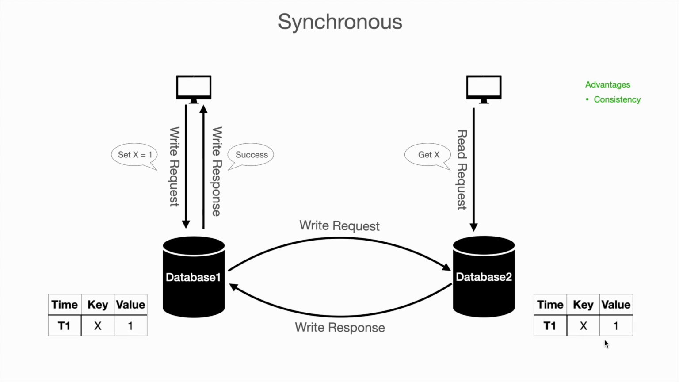Database 2 already has the updated value of x, then database 2 will respond back with the updated value of x. The problem with the synchronous system is the high latency. For every write request, we are waiting for the acknowledgement of the replicas. Here database 1 is waiting for the database 2 response. So that is adding more latency. For every write request, we are serving on high latency.